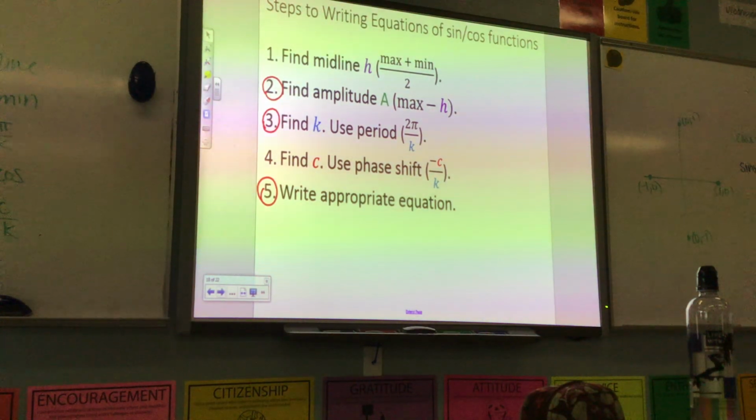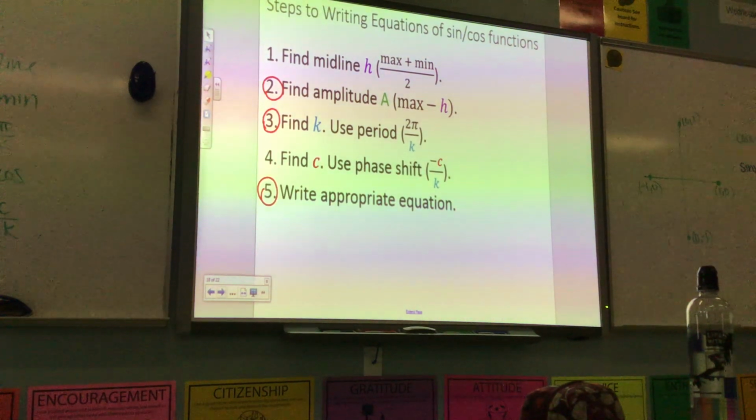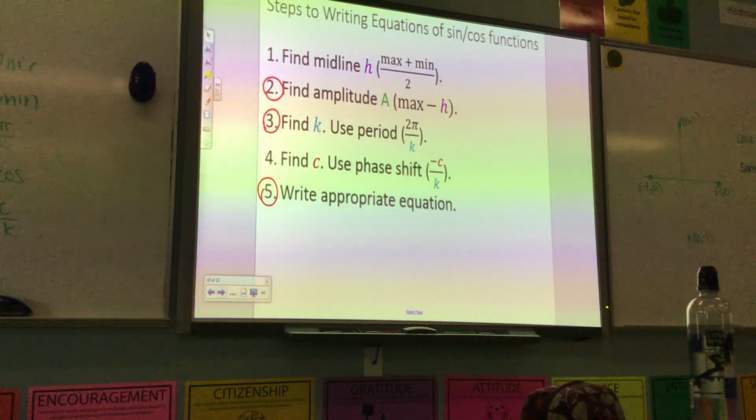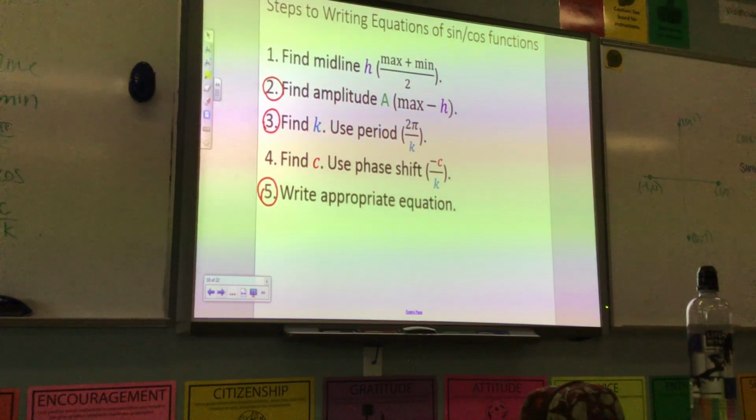Questions on what any of these are? It's kind of the same formulas that are on the regular page. You're still using period equals 2 pi over K. You're still using phase shift equals negative C over K. For the midline, you're doing the average of your max and min to find the center. Amplitude, I'm usually just going to tell you. But if you need to find it, and you know your max and your min, you just use that information to find it.